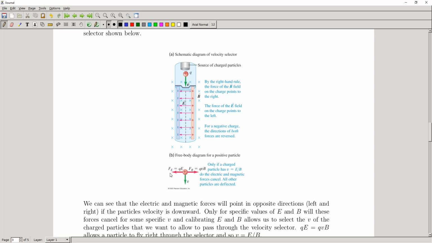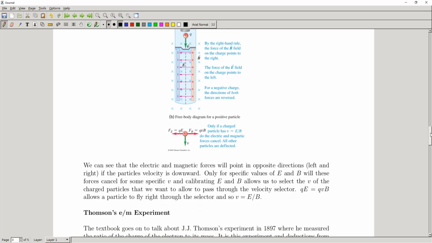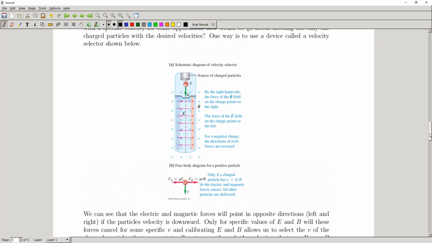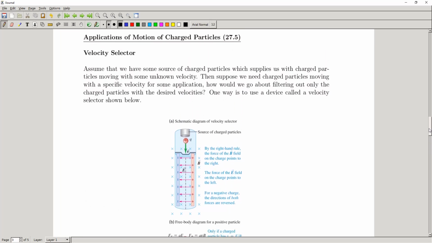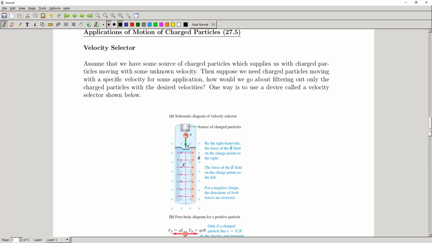And so by tuning E and B, we get to select for what V we want, right? Because we need the two of these to be equal, we end up with this equation here. And so our velocity is going to be E over B, and so we can change the velocity by changing E or B, and then we make sure that we have this thing coming out at exactly the velocity that we want, right? So this whole setup is fairly simple, but it's a very important tool that allows us to select the velocity of the charged particles that we want.